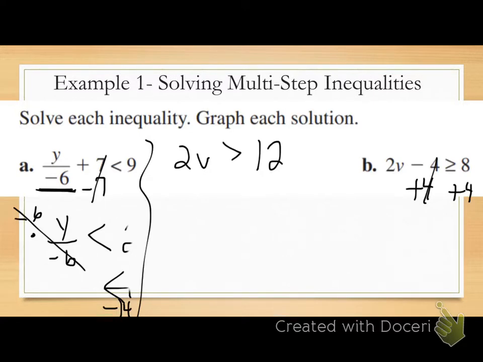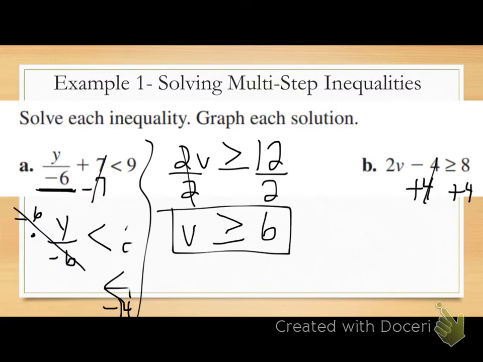Stays the same. Only flip it if you multiply or divide both sides by a negative number. Any confusion on my first step? Okay. What's my next step here? Divide by 2 on both sides. Got to get v by itself. 12 divided by 2? 6. Symbol flip or stay? Stays the same. Is my variable by itself? Yes, it is. Questions on how we got v is greater than or equal to 6?